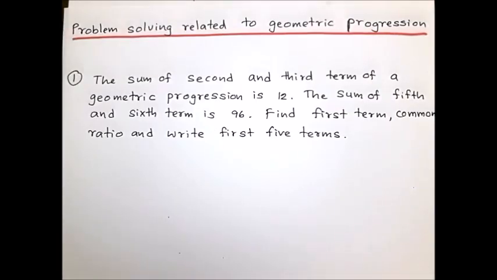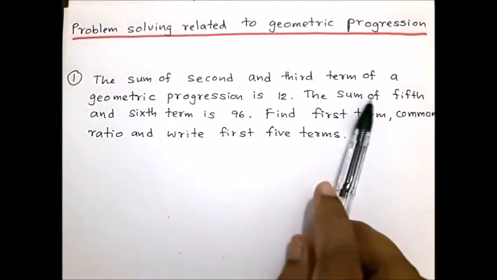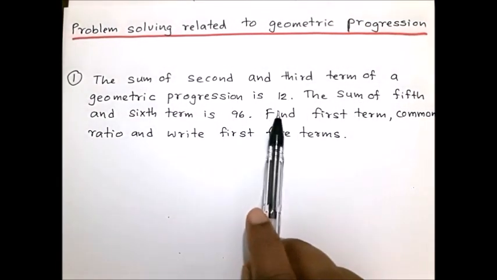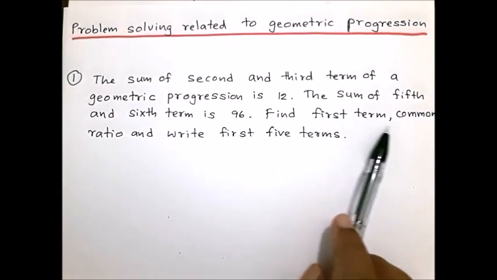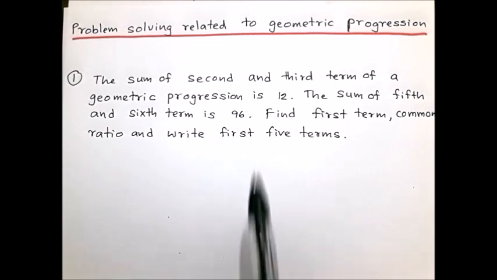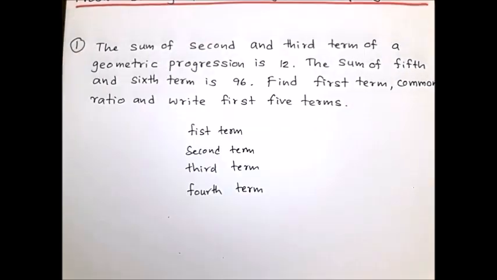The next topic I am going to teach you is the problem solving related to geometric progressions. Look at the first question. The sum of second and third term of a geometric progression is 12. The sum of fifth and sixth term is 96. Find the first term, common ratio, and write the first 5 terms.